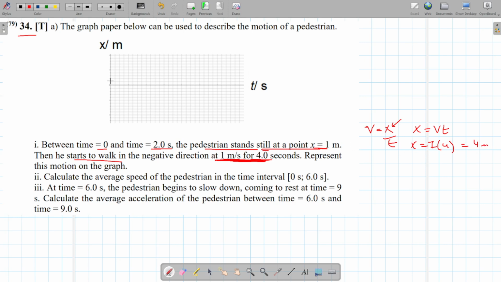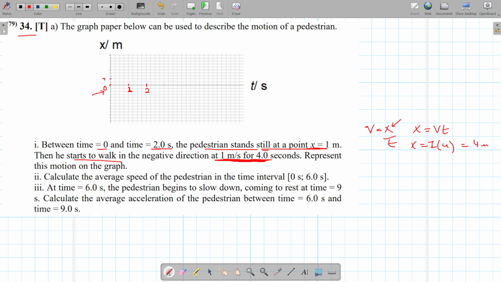So let's look at it like this. We're standing at x equals 1 for 2 seconds. So here's 0, here's 1. You can draw it. Here's 0 seconds. Let's say here's 1, 2, 3, 4. Here's 2 seconds. Okay, we stayed at x equals 1 for 2 seconds.